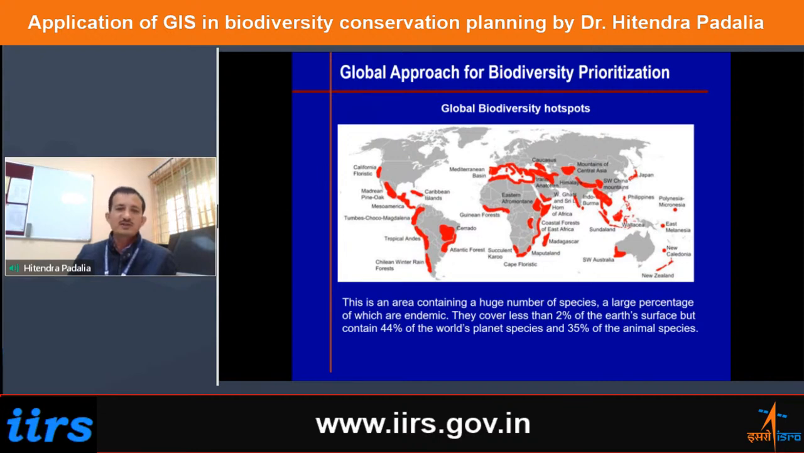This, you can understand, is the first geographic approach towards planning for biodiversity conservation. And why they identified these hotspots was basically the idea that wherever these hotspots are, those countries, those governments and the managers of those places should be given enough funds and technical capacity to conserve the biodiversity. That was the basic idea.